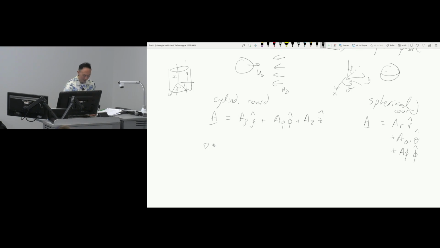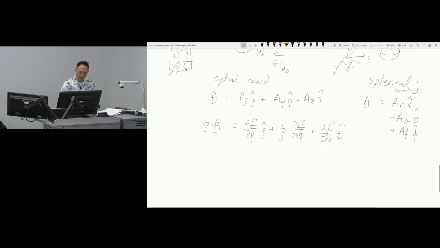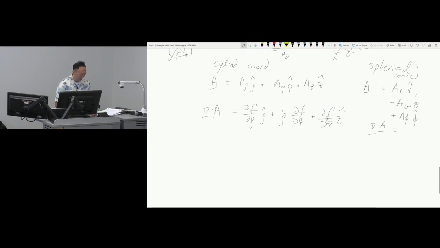For example, del dot A in cylindrical is going to look like this, where you have a 1 over r term, 1 over your radius. This is probably what's pretty familiar. But spherical coordinates is starting to look a little more complicated.